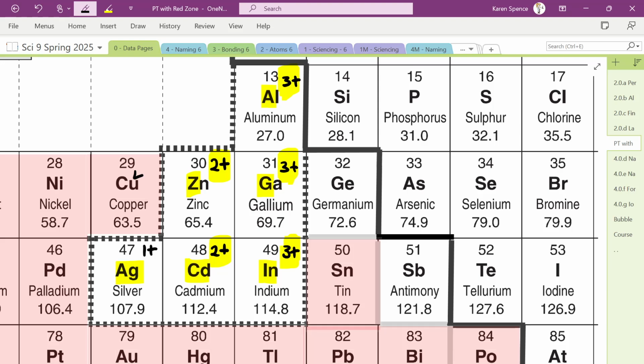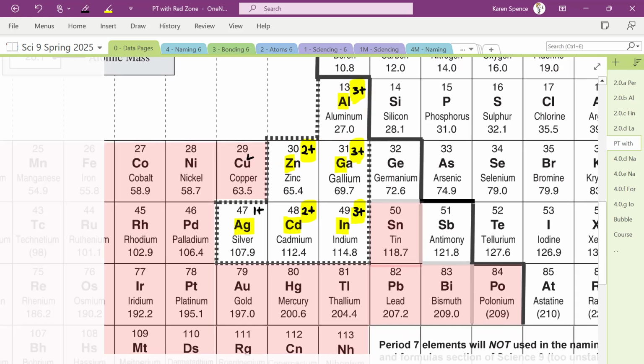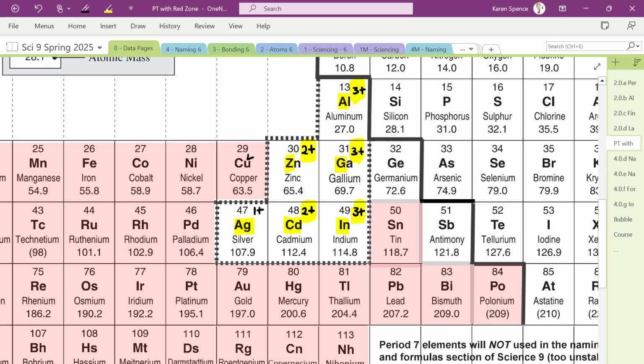And if you look, we've got germanium. That's a metalloid, so we're not going to worry about it. Antimony is a metalloid, so we're not going to worry about it. They don't have charges really. But what about all those red? What about all of those red metals?